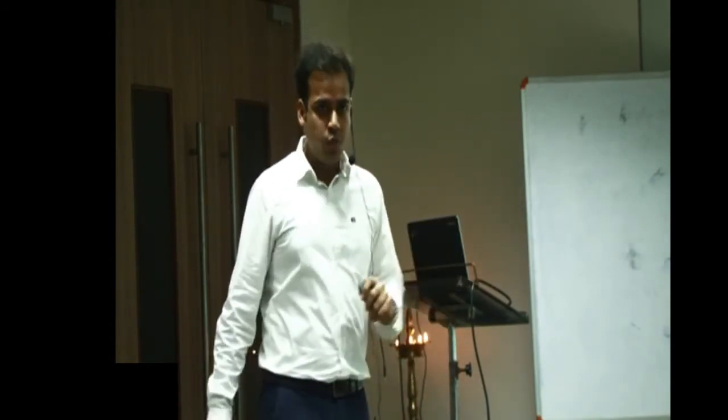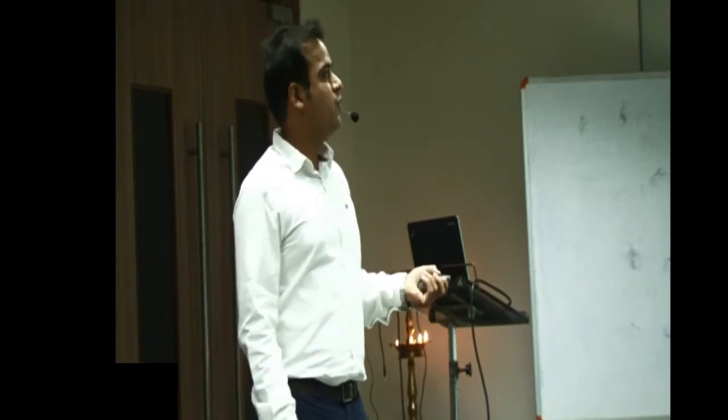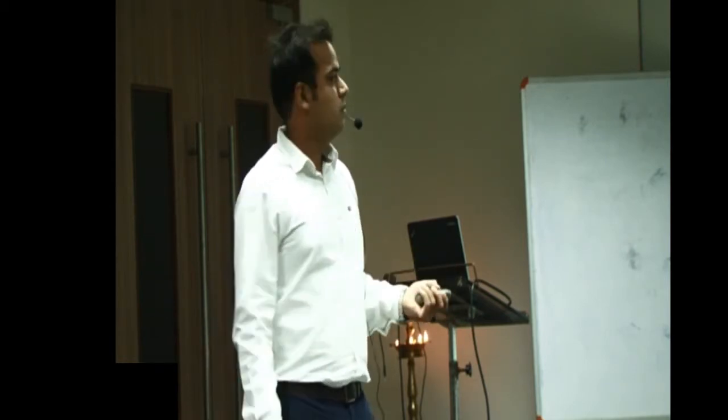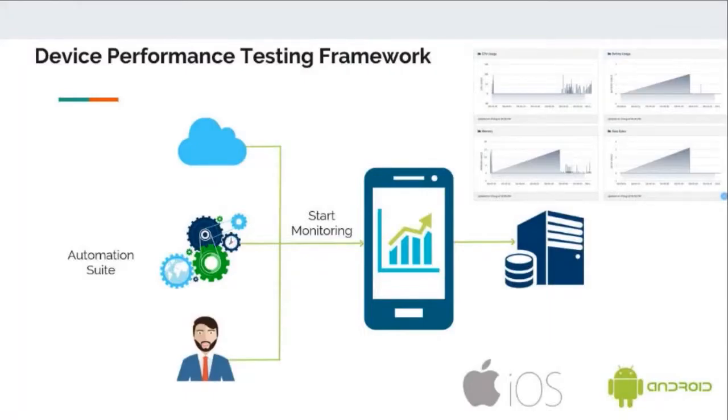You have your automation suite, you have our application. From your automation suite, you launch our application. You send the start monitoring command. Now, depending on the requirement, what you want to see, what you want to log, you can send the parameters. You can send parameters like memory, CPU, battery, network, whatever you want to monitor. The automation suite can also specify the time interval in which you want to monitor the device health.